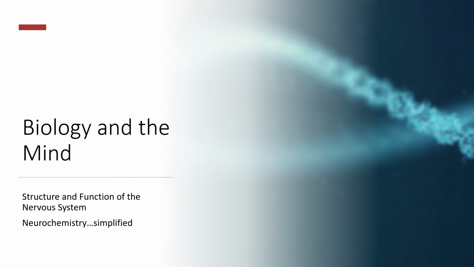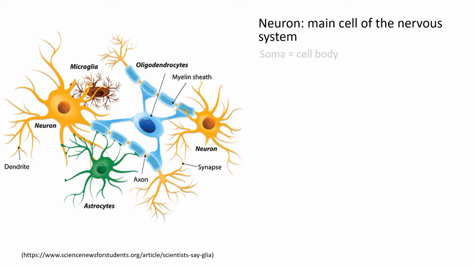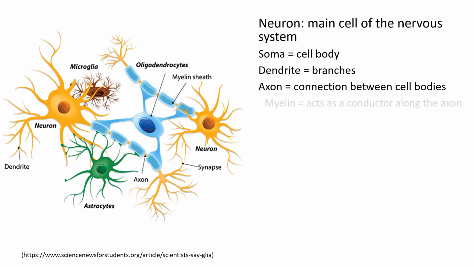Biology and the Mind, Structure and Function of the Nervous System, Neurochemistry Simplified. Again, looking at this from the outside in, top to bottom, here we are in our flow. We will begin with the basics of neuron anatomy. It is important to learn some of the basics of this neuroanatomy, as well as the neurochemistry of the central and peripheral nervous system, especially when we start exploring mental health disorders, trauma, and addiction.